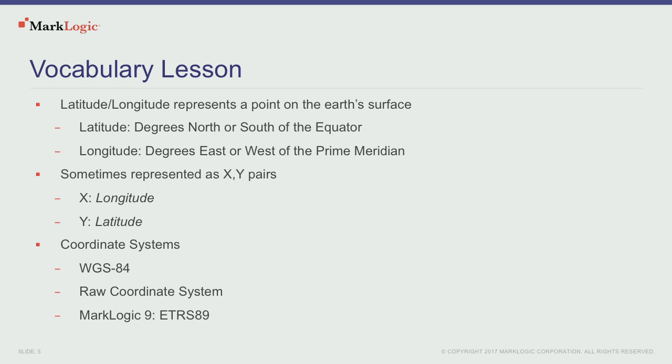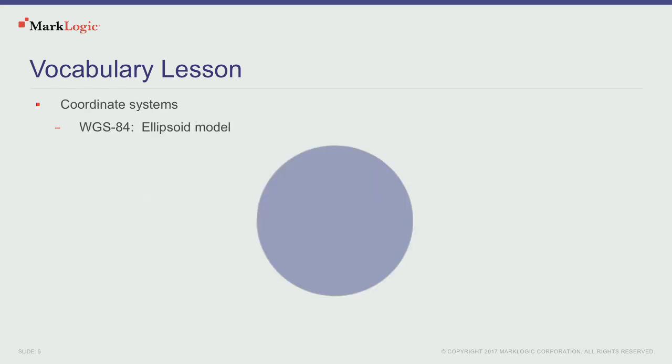So I bring them up every presentation I do: coordinate systems. We implement 3 different coordinate systems in MarkLogic: WGS84, the raw Cartesian coordinate system, and a new one, which is European specific, called ETRS89. We're going to focus today on WGS84 because this is the most frequently used one, at least in our customer base. And the idea behind WGS84 is it hammers home the idea that the Earth is not round.